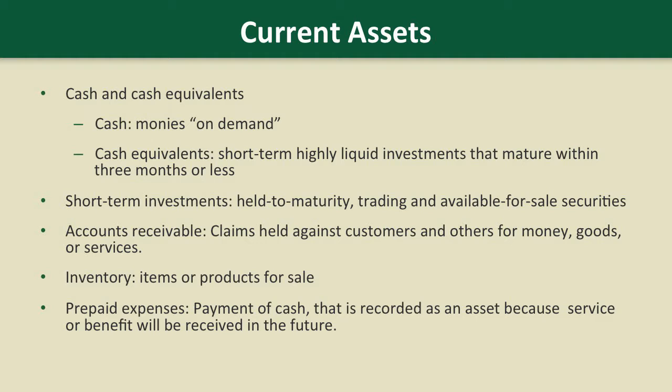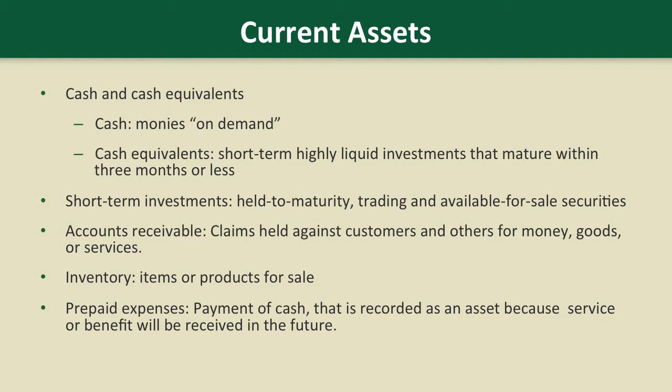In the current asset section, first of all, we're going to list cash and cash equivalents. Those are the most liquid assets. Cash is very easy to understand. Those are the money on demand. Cash equivalents are short-term, highly liquid investments that mature within 3 months or less, for example, treasury bills.